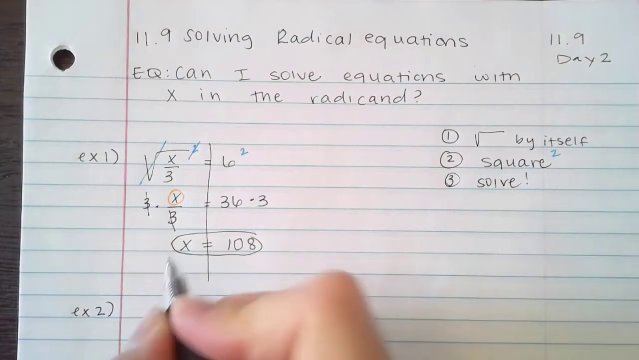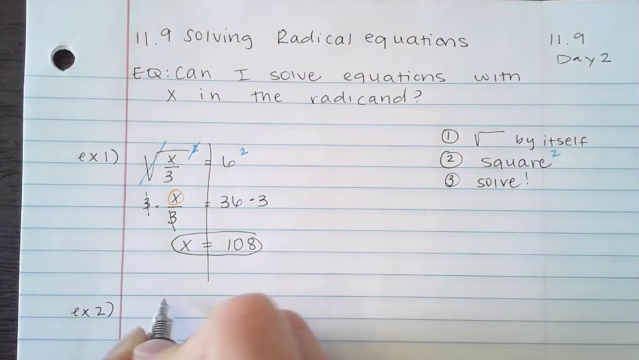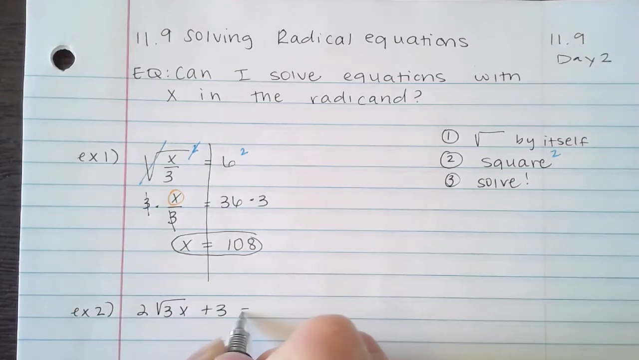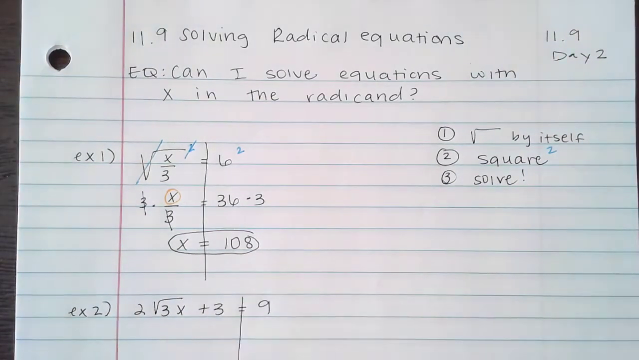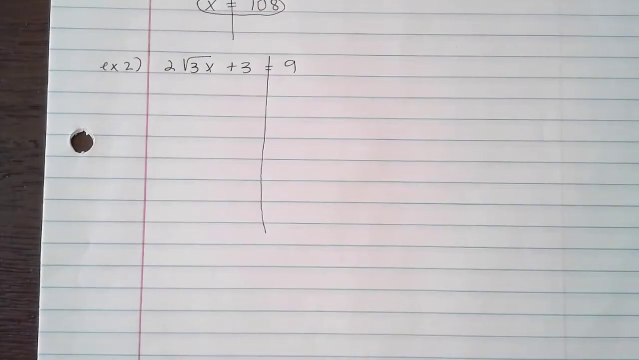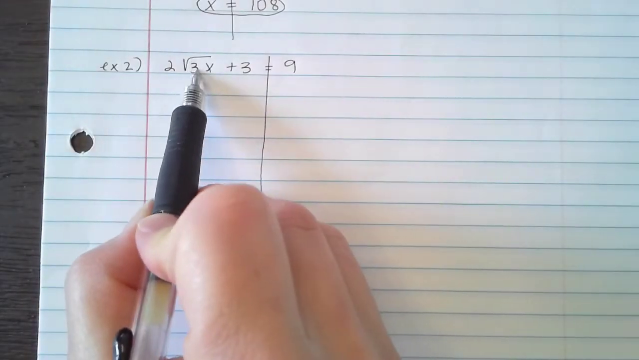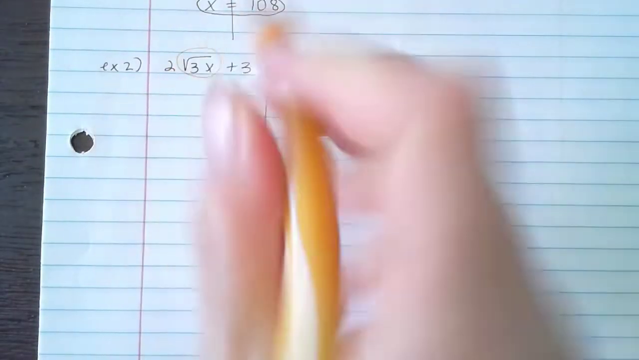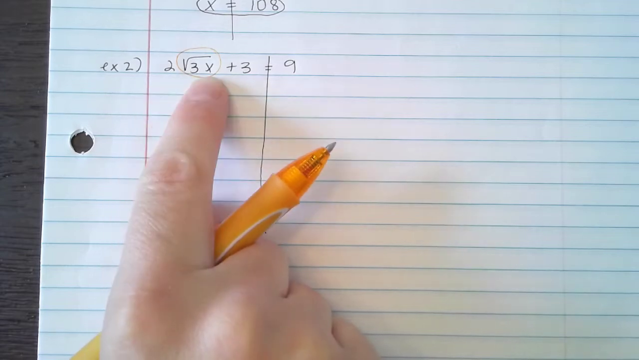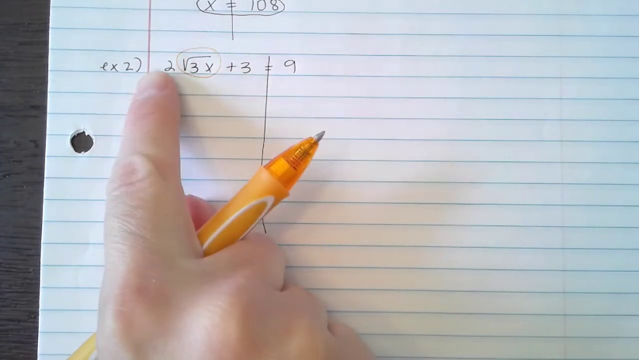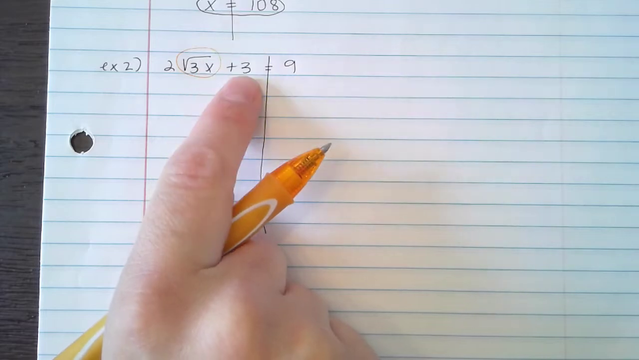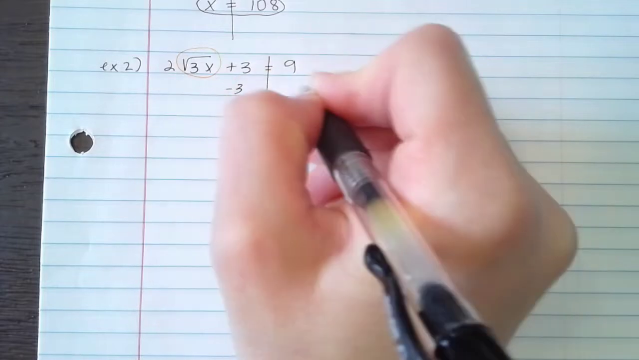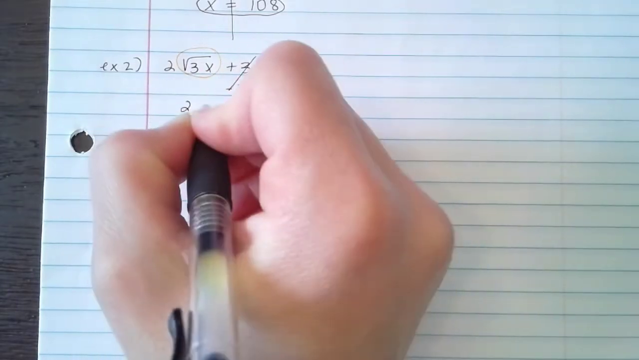Let's do another example. This one does not have a square root by itself first. We're going to have to do a little bit more work first. It's a longer problem. We need to get that radical by itself. So let's just pretend that's an x. Our goal is to get all of this by itself. It's being multiplied by 2, and 3 is being added to it. So we need to get rid of a 2 and a 3, and we're going to get rid of the 3 first, because we always get rid of adding and subtracting first. So we're going to subtract 3.